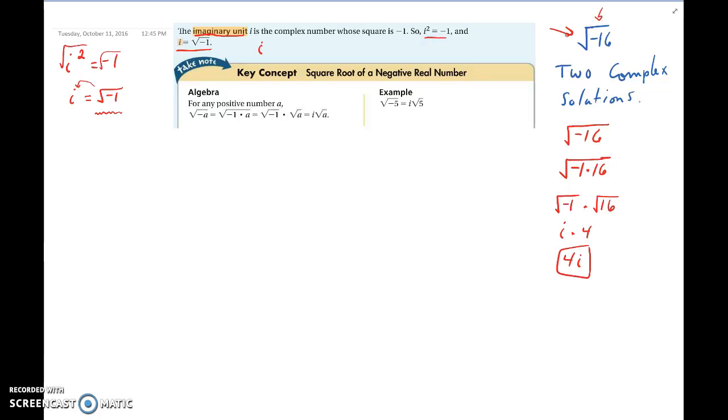So just like we have here, the square root of negative a is equal to the square root of negative 1 times a. And then we separate the negative 1 from the square root of a, and now we know the square root of negative 1 is equal to i. All right, so for this example, since we can't take the square root of 5, and the square root of negative 1 gives us i, that's how we leave it: i times the square root of 5.